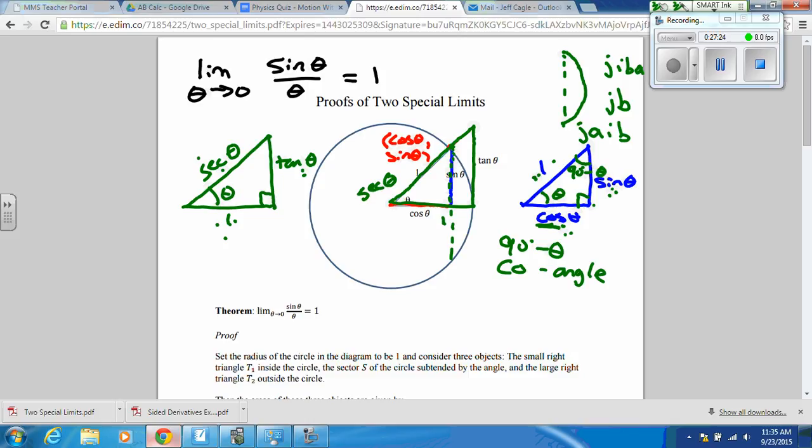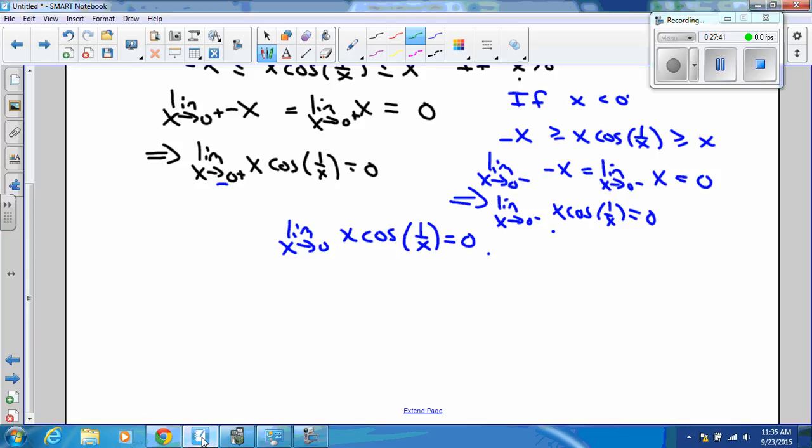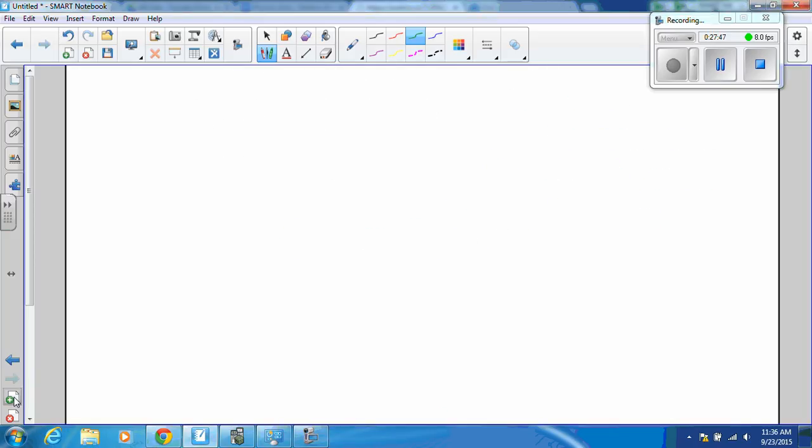What I propose to do is to use the squeeze theorem to prove this limit right here. And the proof is found in the pages that follow, so I do not want you to spend a lot of time writing down stuff. I just want you to listen for now. I'm going to replicate the diagram on the page here and go. Okay.